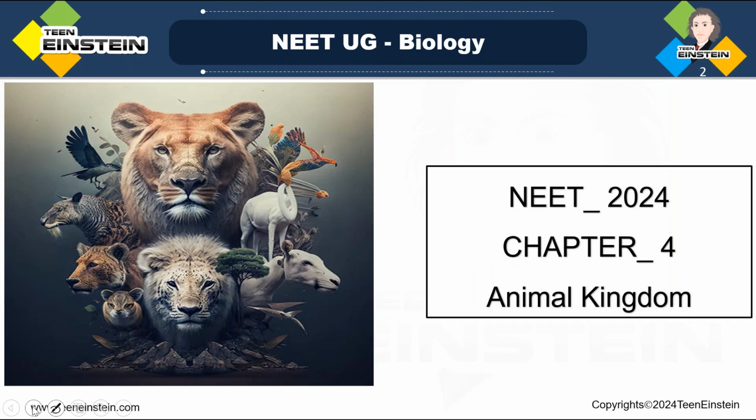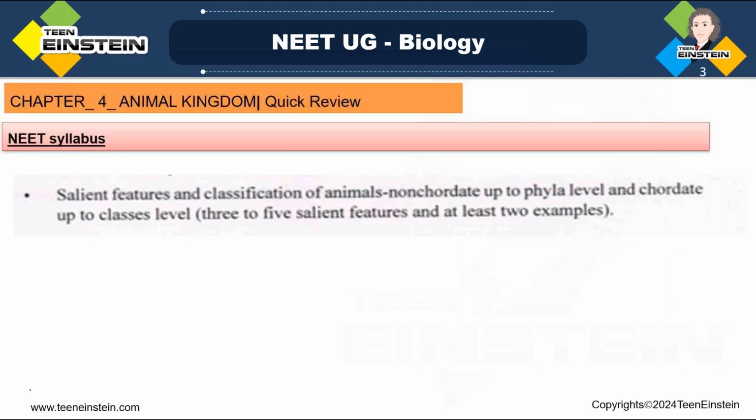Now we are learning about Animal Kingdom, the fourth chapter in 11th standard. So here, according to the NEET syllabus, you have to learn the salient features and classification of animals, non-chordates and chordates. While learning, you have to learn three to five important features with two examples.